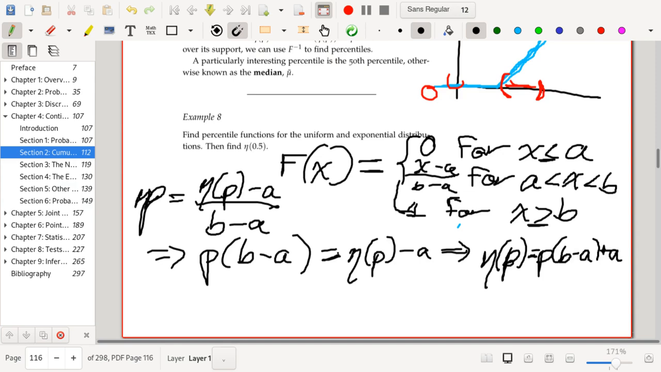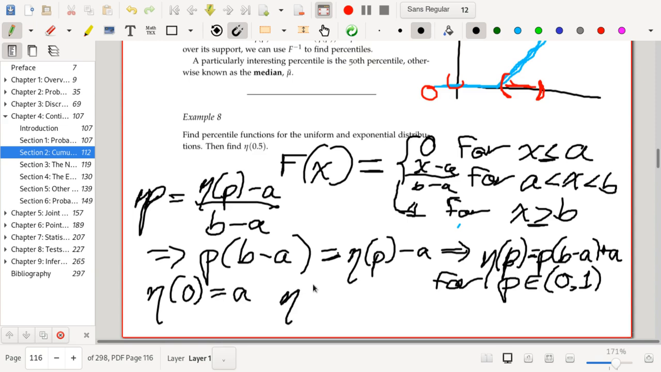And that's it for p in the interval 0 to 1. If we want, we can define eta of 0 to be a, which is the minimum value a uniform random variable could take, and eta of 1 equal to b, which is the maximum value a uniform random variable could take. And in fact, this is what R does. R will define the function at those points.